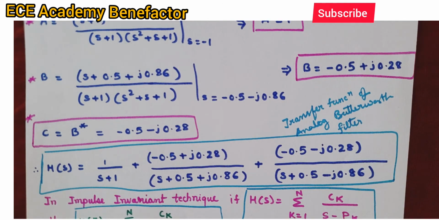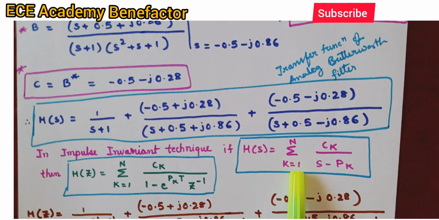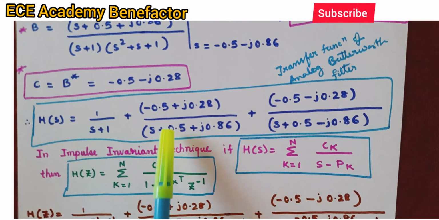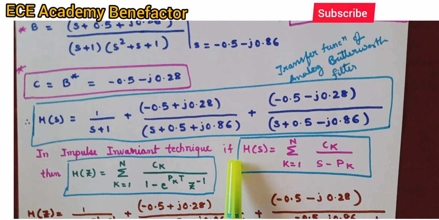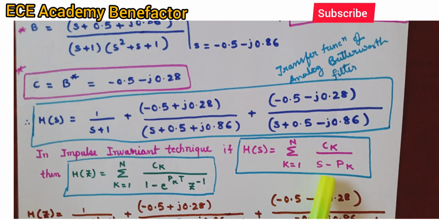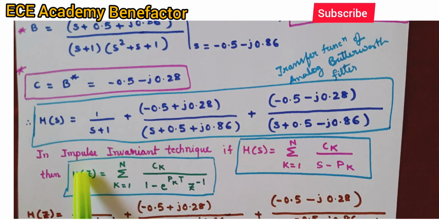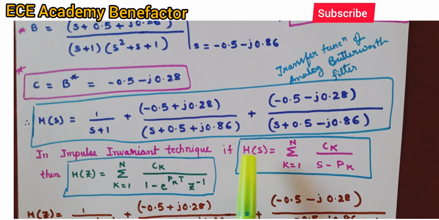Now what you have to do? You have to digitize it. You have to find h of z using the impulse invariant technique. In the impulse invariant technique, you have to write the transfer function in this form. We got h of s, then write it in this form. If h of s is equal to summation k is equal to 1 to capital N Ck by s minus pk, we can directly transform this h of s to h of z by using this relationship.